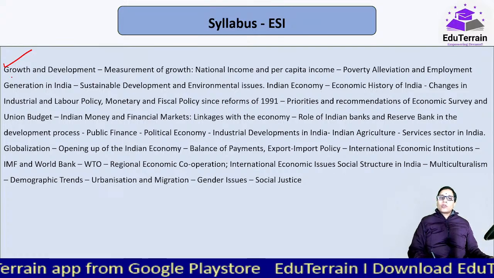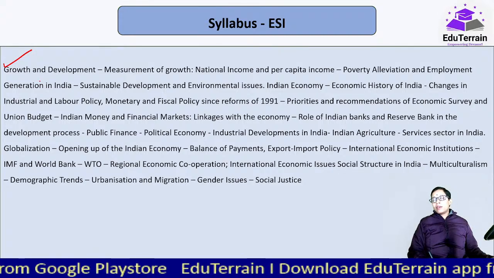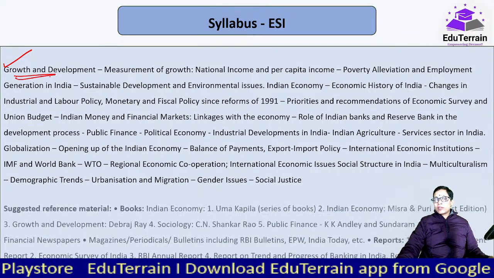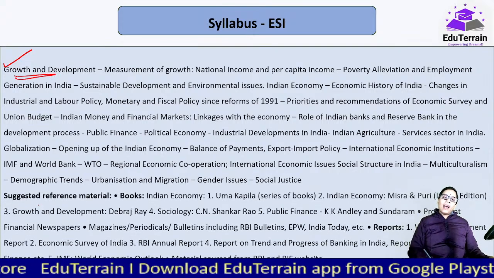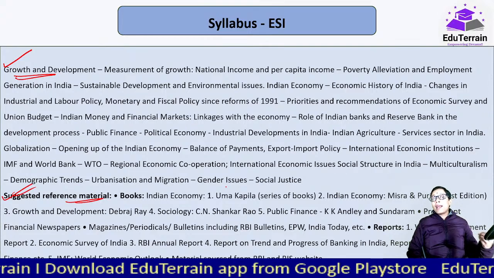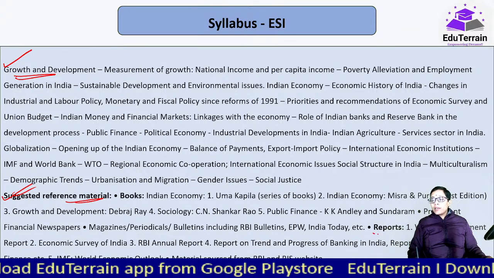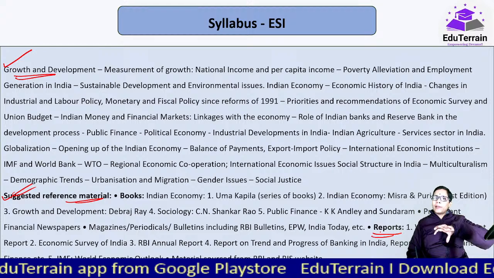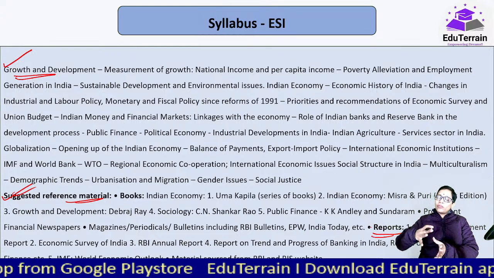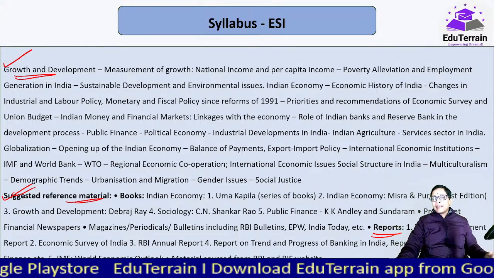That I'll take you through, because almost 60 to 70% of the syllabus between NABARD and RBI is similar. So here are the syllabus topics for ESI. Along with that, they have also suggested reference material: the books you can go through, and also the reports. Though these are indicative, various other reports would also be asked in the examination.